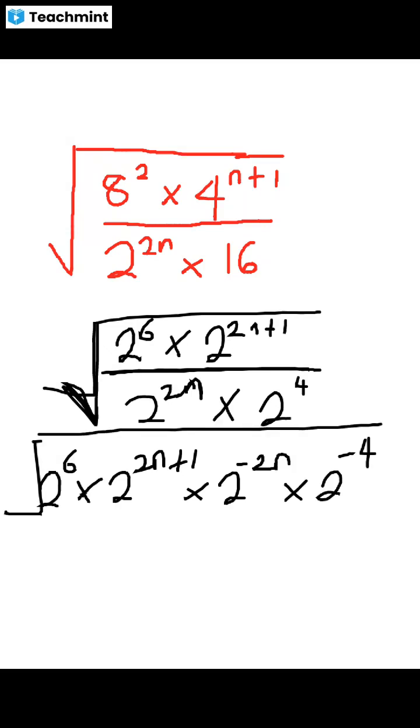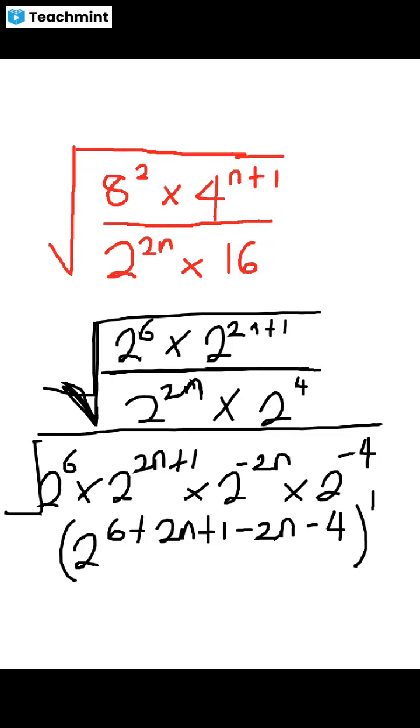So it's easier now. I can ignore the square root first, because I know the final answer is going to be multiplied by 1 over 2. So this is going to be 6 plus 2n plus 1 minus 2n minus 4. Now let's simplify this. The square root is a to the power half. Now, 2n minus 2n, that is gone. Now, 6 plus 1 is 7, 7 minus 4.